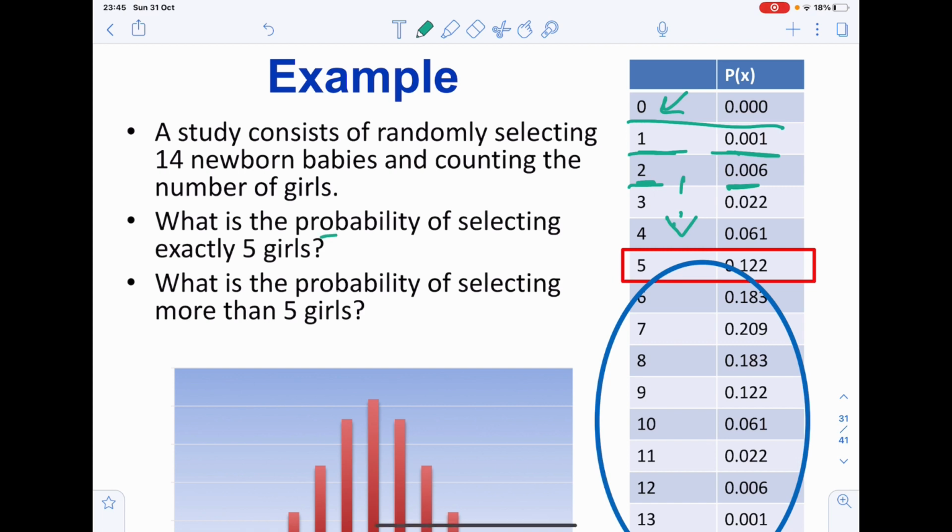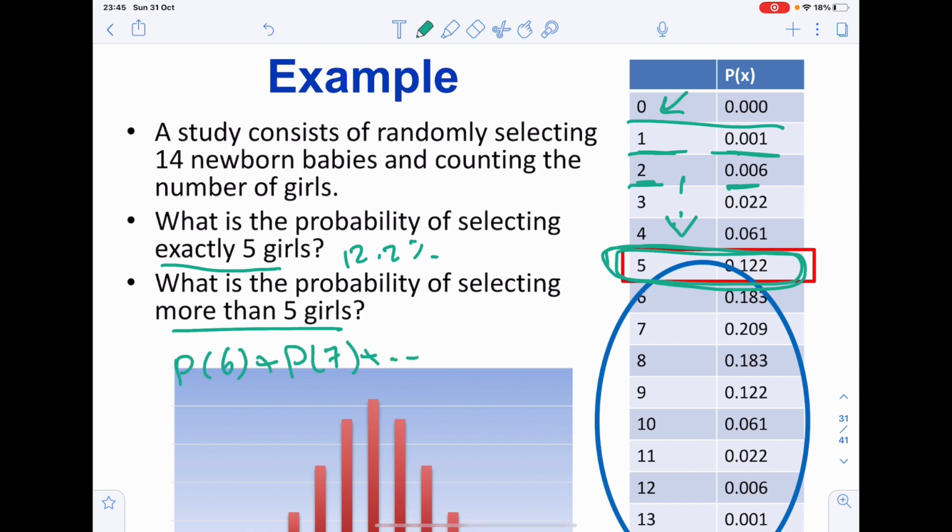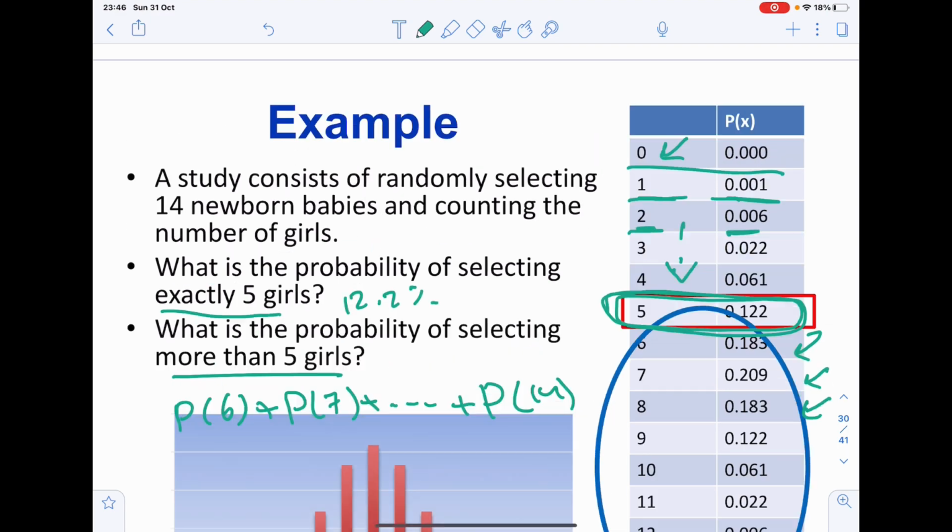So what is the probability of selecting exactly 5 girls? The probability of exactly 5 girls in my selection is 12, I can write it as 12.2%. What is the probability of selecting more than 5 girls? You add selecting 6 girls plus selecting 7 girls, and so on, plus selecting 8, 9, 10 until 14. So I will add all those values together.